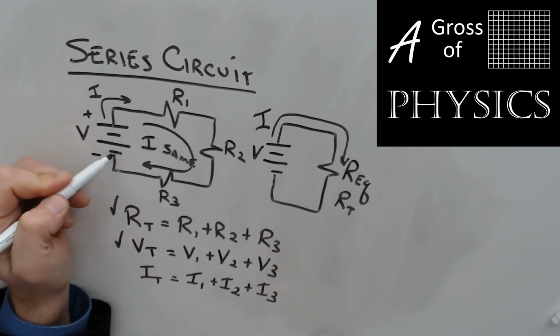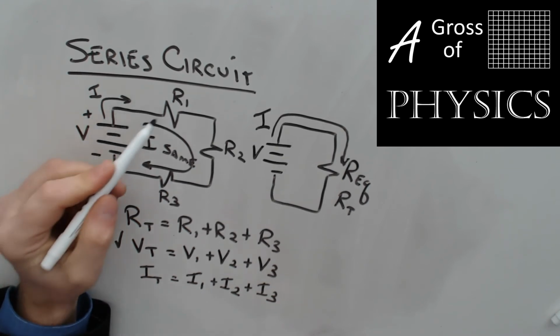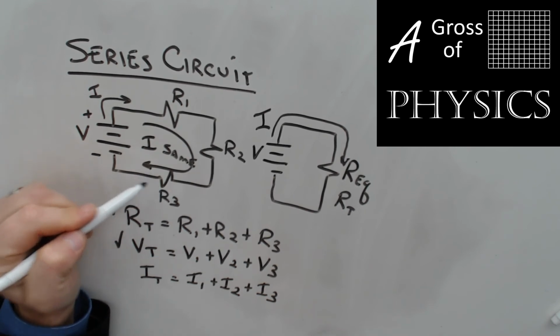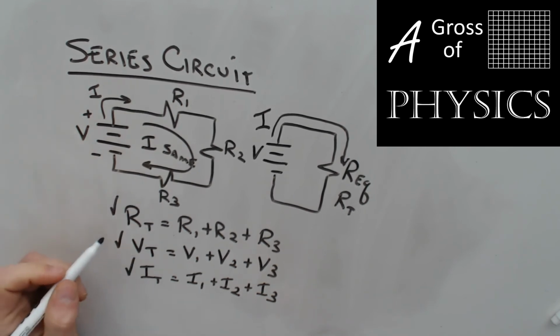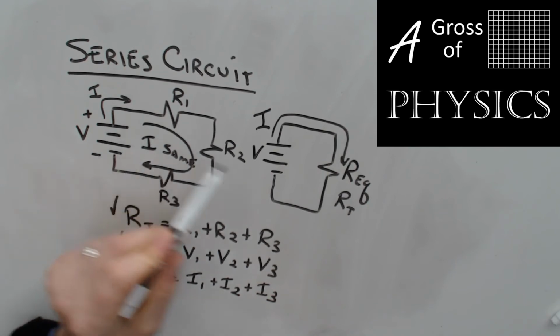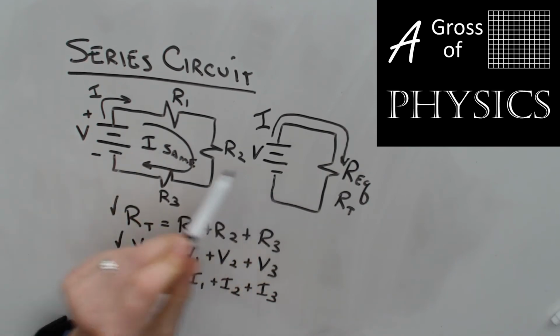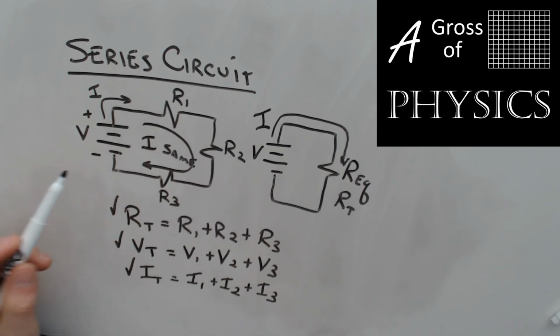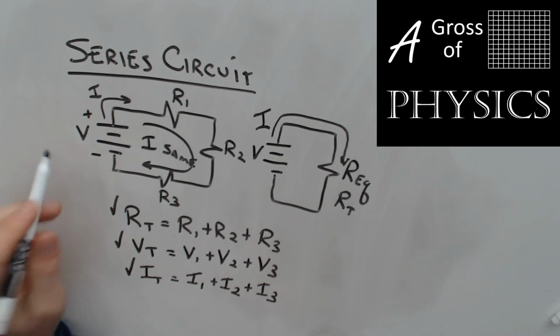So the electrons are energized. They lose energy in each one, and they have to be back to zero when they get to this point here. And then the current is the same everywhere. The way to find the current is to simplify the circuit and then expand it back out. And it's the same in both of these because these are equivalent circuits. You're looking at the same circuit twice. So that's the theory behind the series circuit.